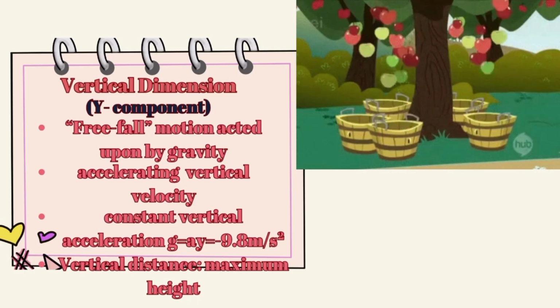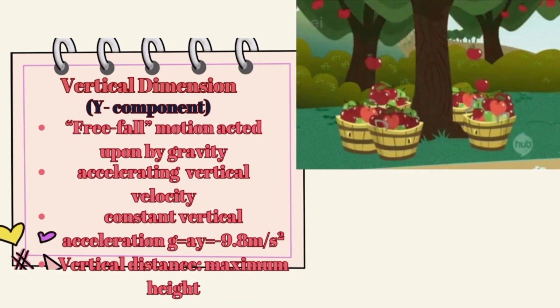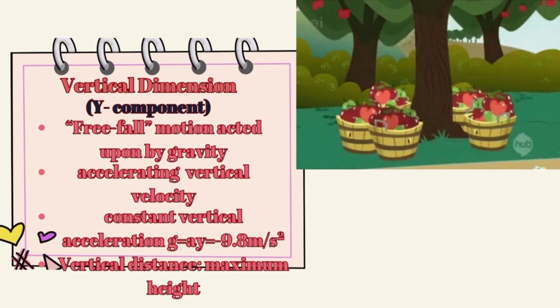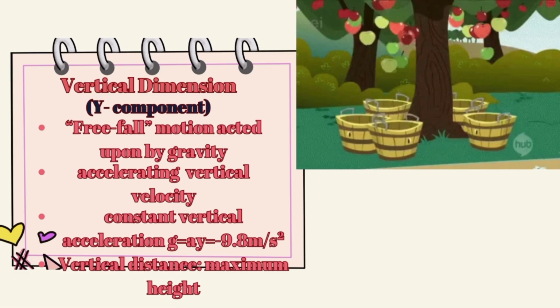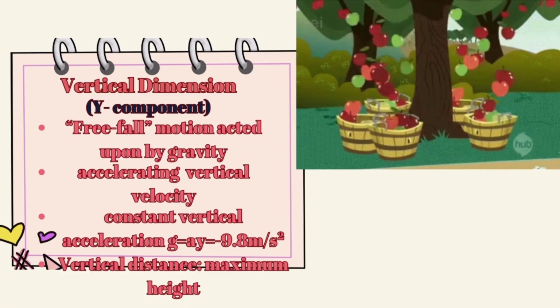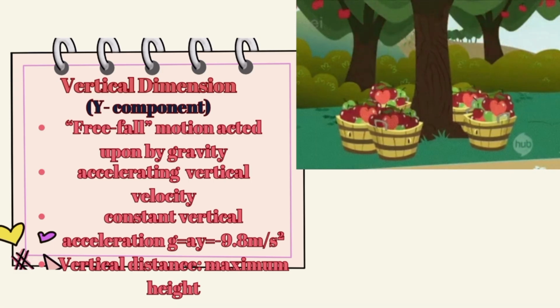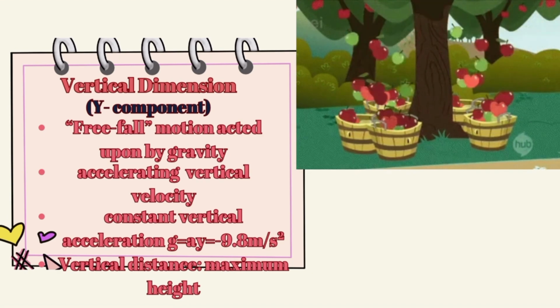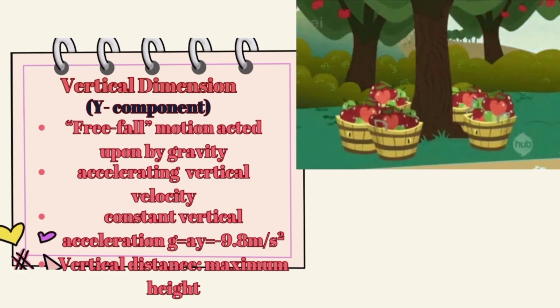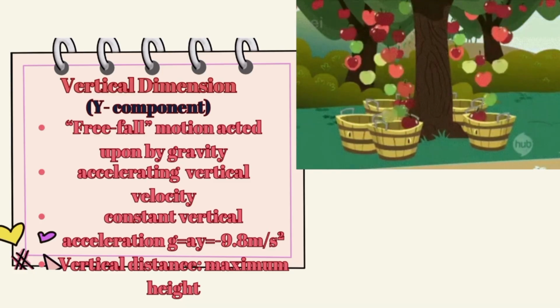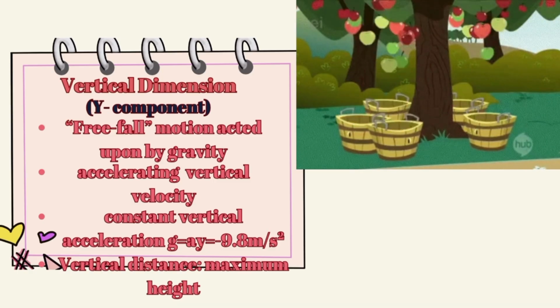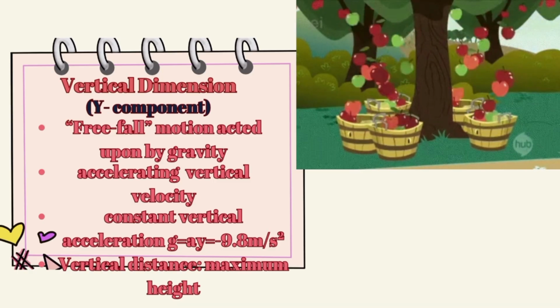Next is the vertical dimension. Have you seen an apple falling from a tree? When the apple falls from a tree, it has an initial velocity of 0 and is accelerated downward by gravity. The acceleration due to gravity is constant and is equal to negative 9.81 meters per second squared on the surface of the earth. As the apple falls, the velocity in the vertical direction increases due to the acceleration of gravity.